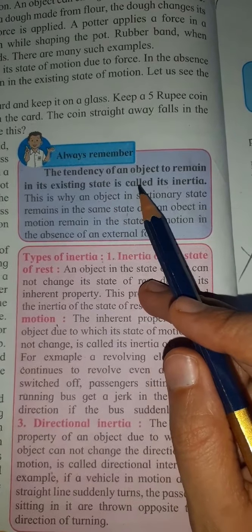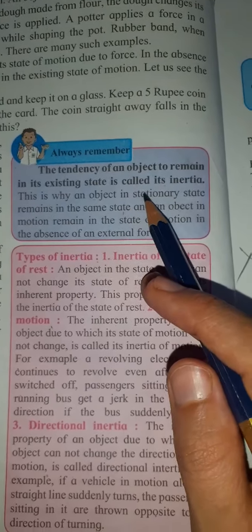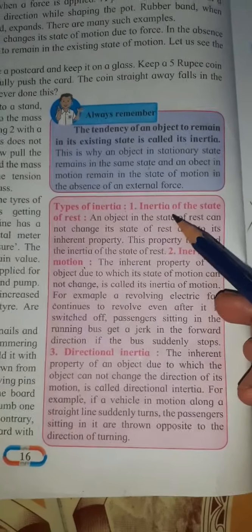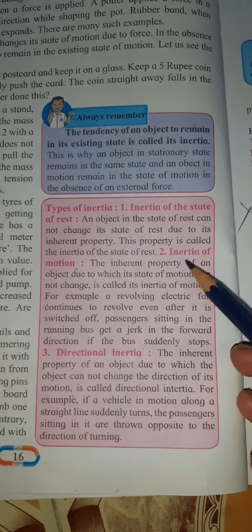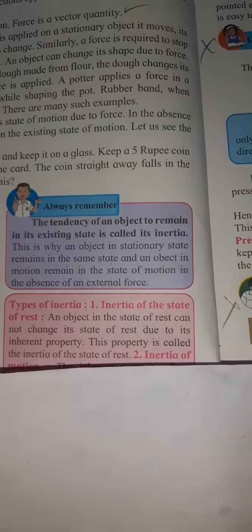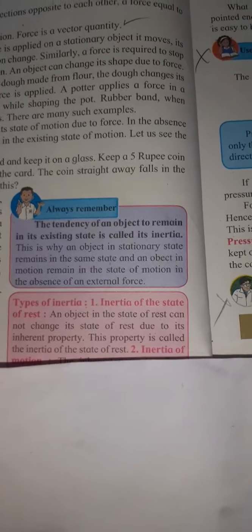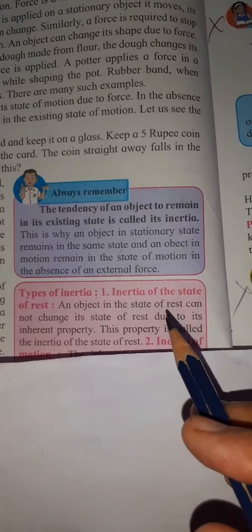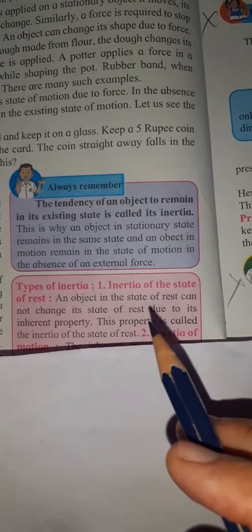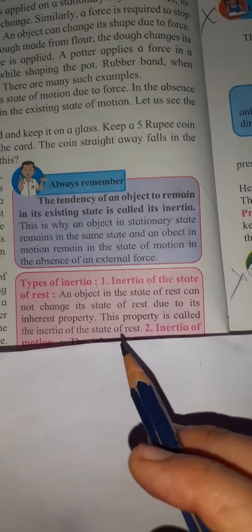So when an object remains in its existing state, it is called inertia. Now there are 3 types of inertia: inertia of rest, inertia of motion, and directional inertia. We will understand the first one, inertia of state of rest. Any object which is not moving, any object which is at rest, its state cannot be changed because it has an inherent property. This is called inertia of state of rest.